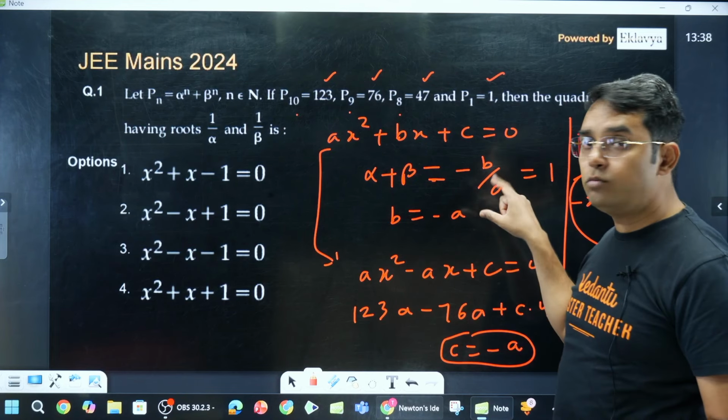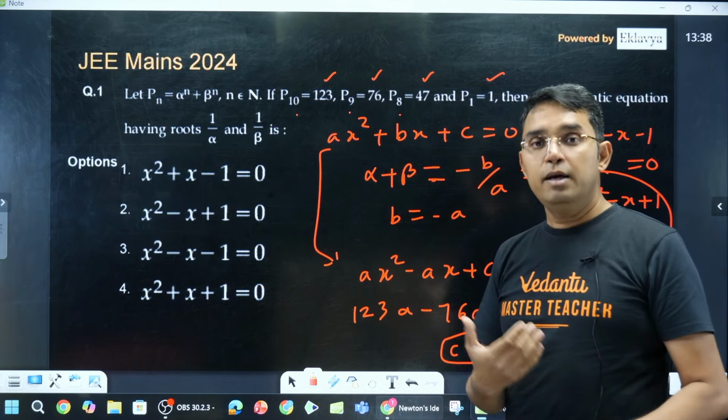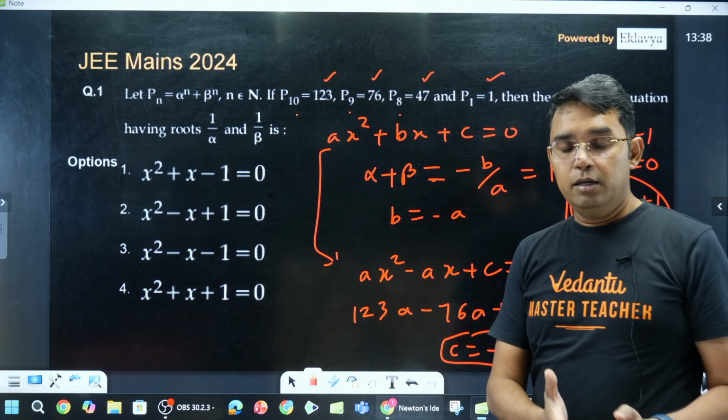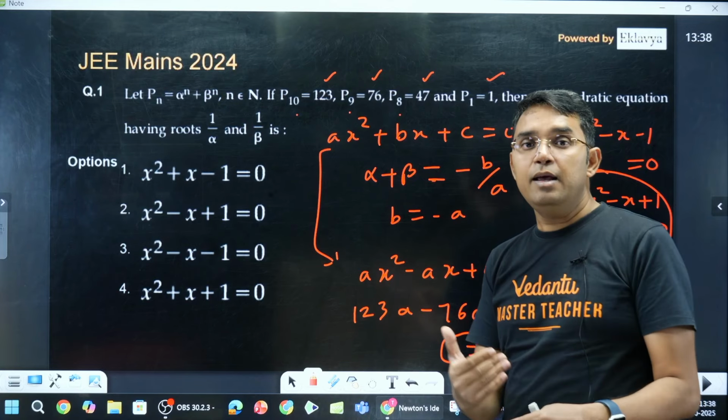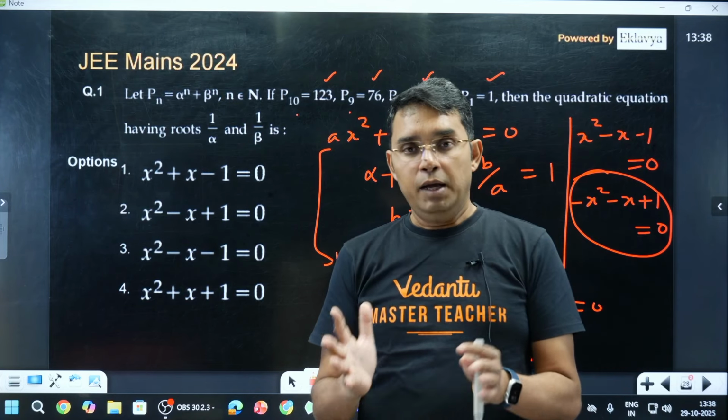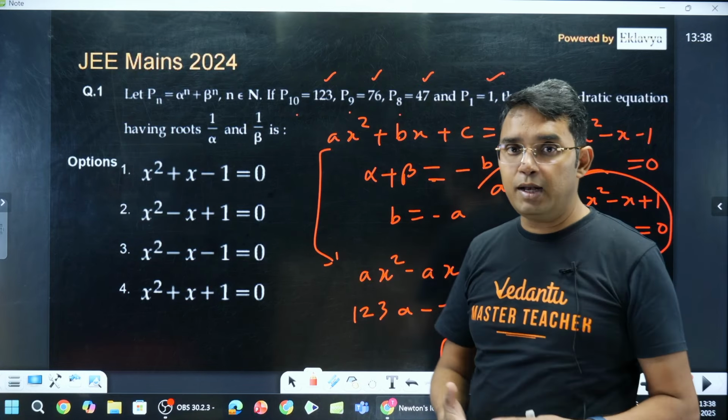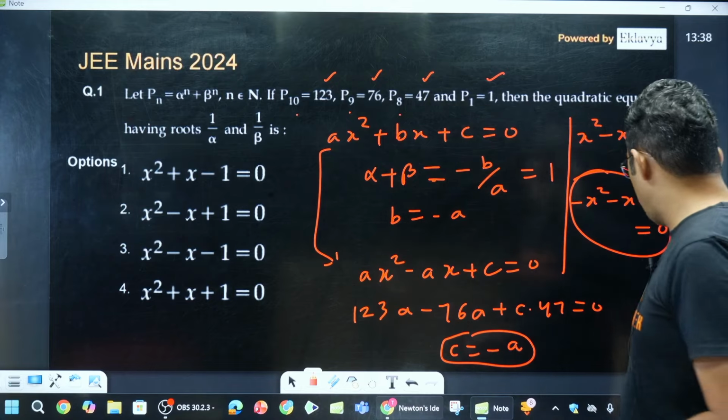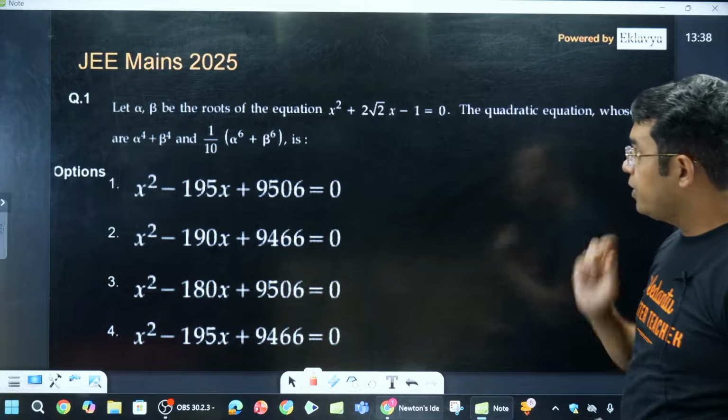Actually those who do not know about Newton's identity have to prove it in the question, which makes the length of your solution bigger. But as it is coming so frequently, it is highly recommended that you remember it. One last question here, please see.